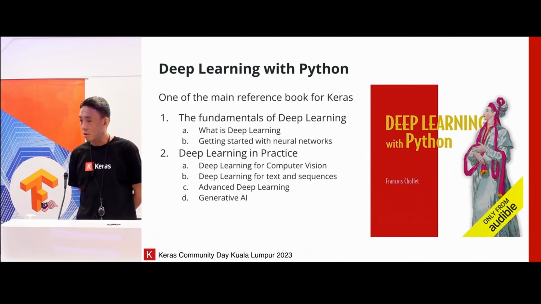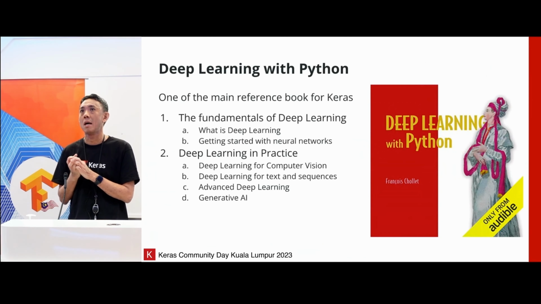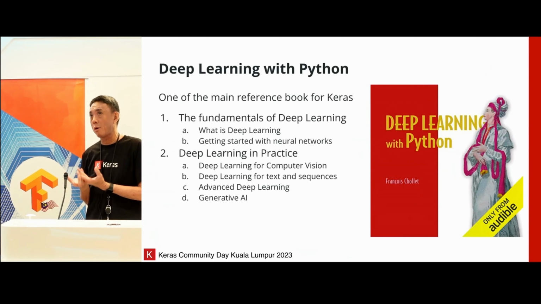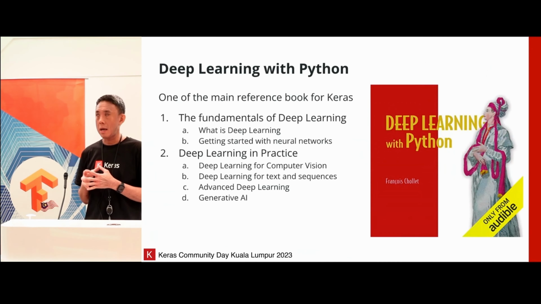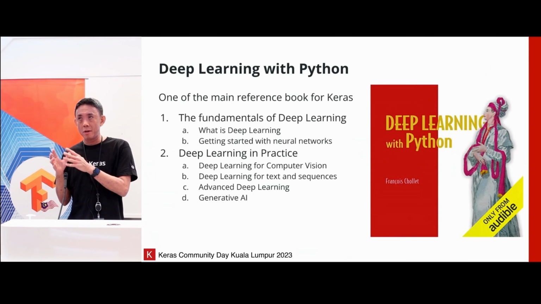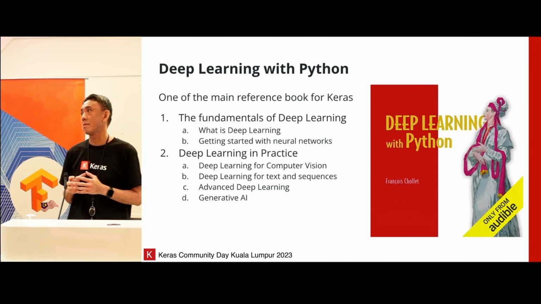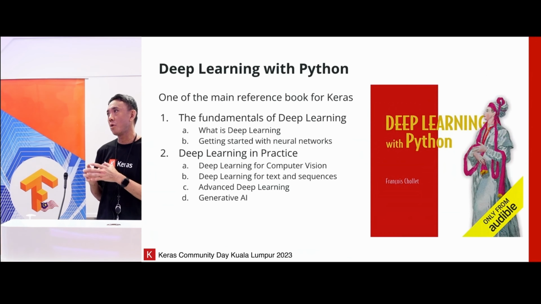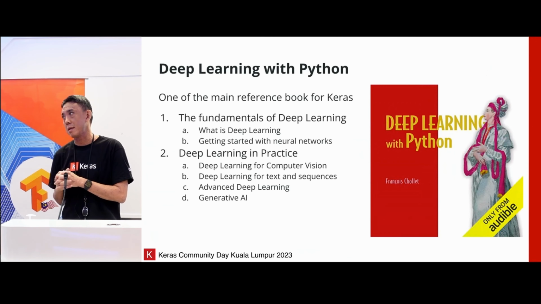with Python. Inside this book, he explains from the beginning what the fundamentals of deep learning are, what a neural network is, and how to get started with neural networks. Then he goes into how to apply all this in practice, and he breaks it down into a few areas. Of course, the most common area where people use deep learning is computer vision. A lot of people do research related to computer vision. So in the book, he explains how to use Keras to do computer vision related work.